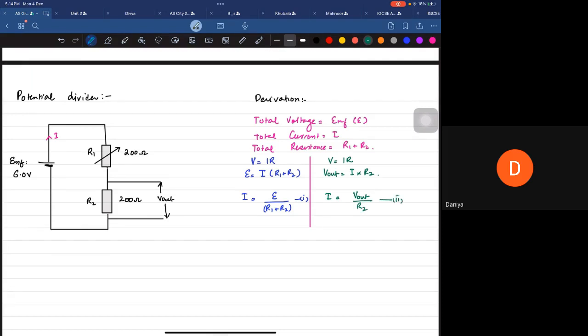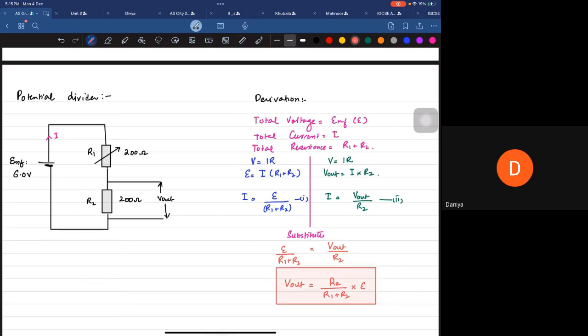All right. Then you guys need to substitute, and when you do the substitution, it's going to look like this. I will be equal to I. So EMF over R1 plus R2 can be written as V out over R2 because we're interested in finding V out. So make V out the subject. So it's going to be R2 over R1 plus R2 times the EMF, like that. So this is the main formula that we needed to derive.